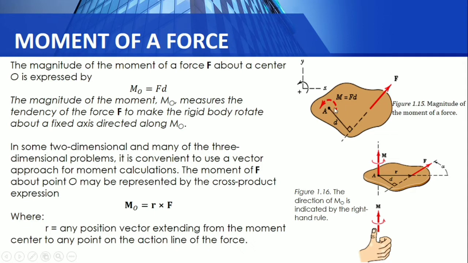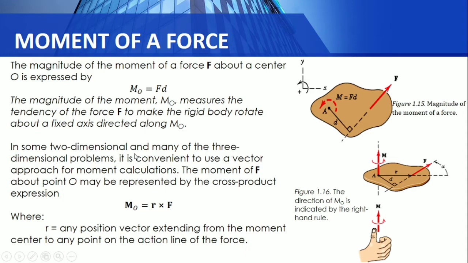So moment at A, effect ng force, so that will be moment at A is equal to the force times the perpendicular distance to the point A. So M is equal to force times distance. So always yun lang yung kailangan nating i-remember sa moment. So moment is always equal to force times distance. And yung distance natin is always perpendicular sa ating force, 90 degrees, okay?